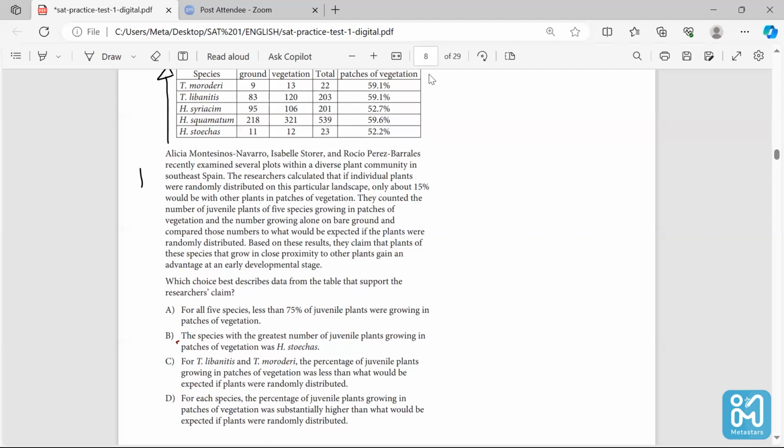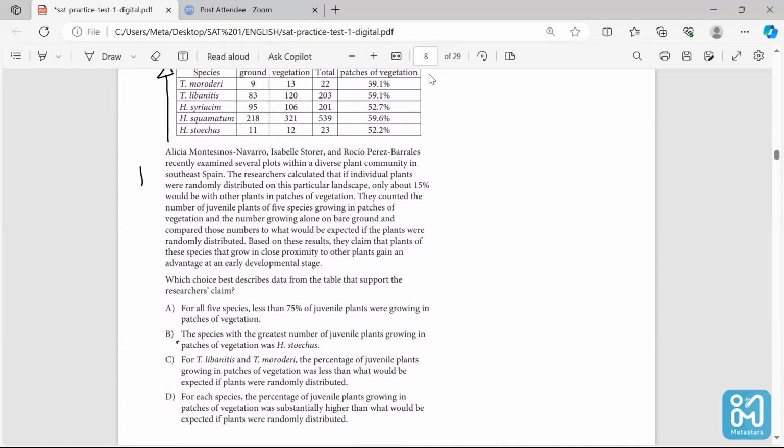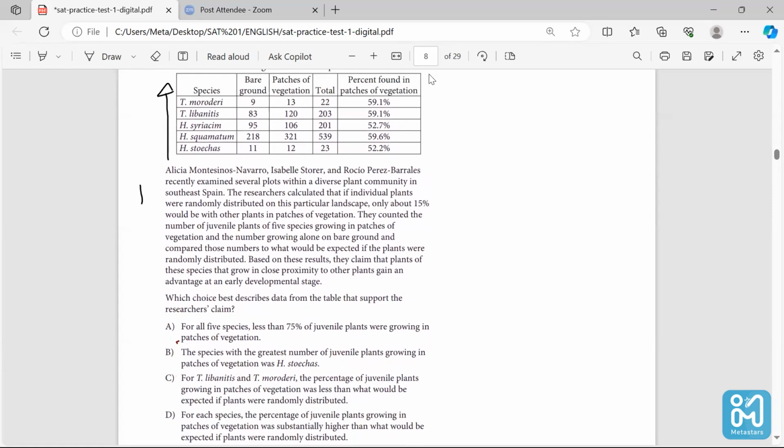Look at this question, guys. It says: Juvenile plants found growing in the bare grounds and the patches of vegetation for 5 species, right? My dear friends, they need you to compare. I know these are hard names to read so far. 1, 2, 3, 4, 5. So what do they need you to do?